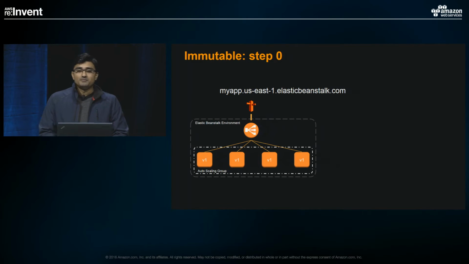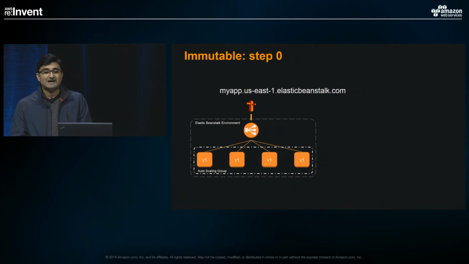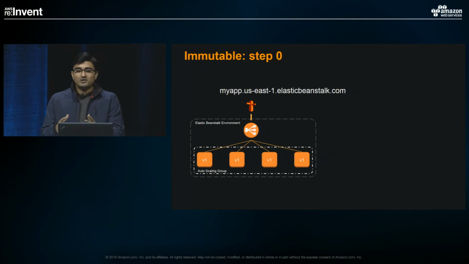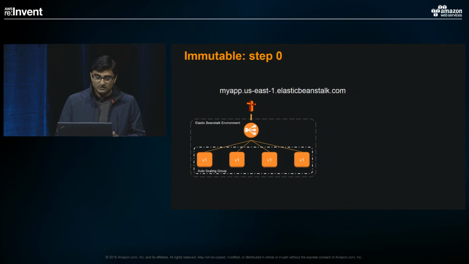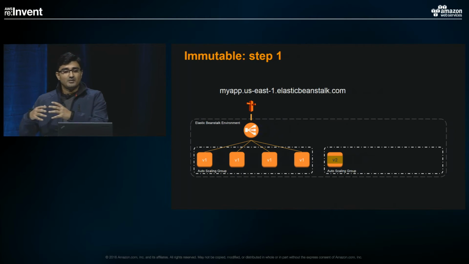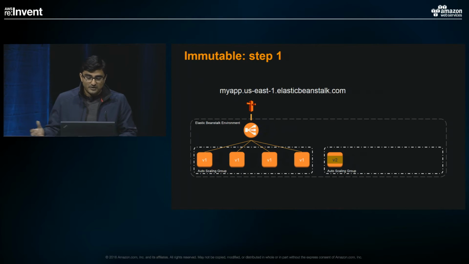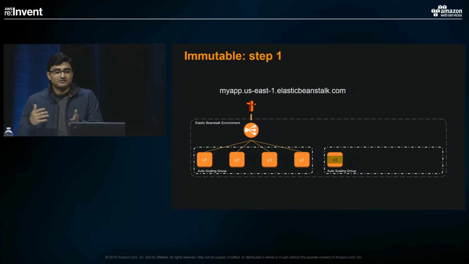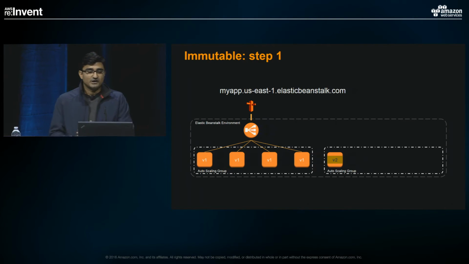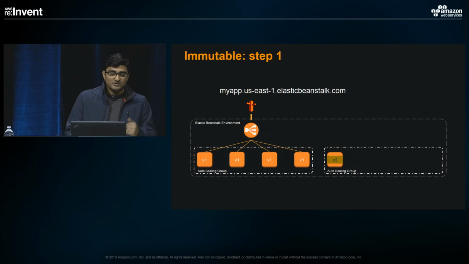Now let's look at Immutable. In Immutable, even the issue of taking down the existing instances is taken care of. So Immutable gives you new instances altogether. In fact, it creates a completely new autoscaling group. Though it's temporary, once the instances are up and running, the traffic is diverted to the new autoscaling group, and the previous one is taken down.